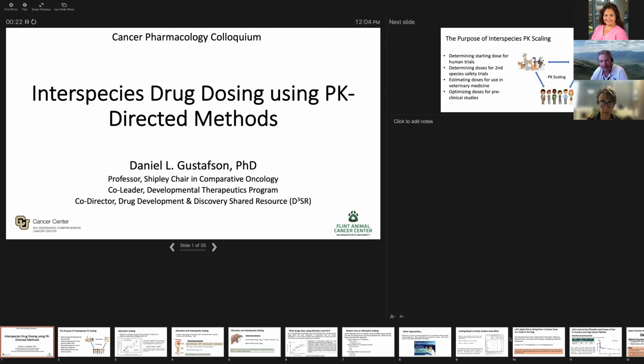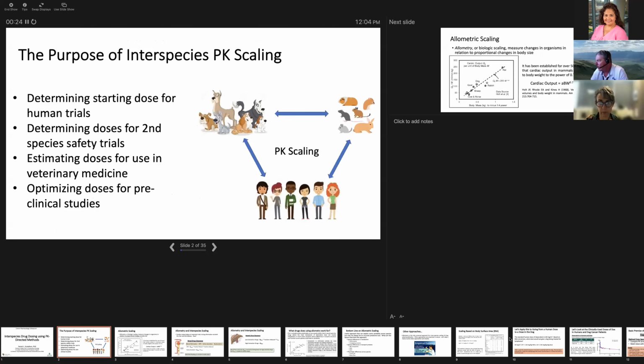about this stuff. Okay. So why do we interspecies scale? There's a lot of reasons why we do this, and the classic one is to determine the starting dose for human trials. You have safety data in 1 or 2 species on a pre-IND application, and you're starting to develop a drug, and you've got to come up with a way to say what are we going to do first to put into people. So a lot of that is to determine starting doses for human trials.